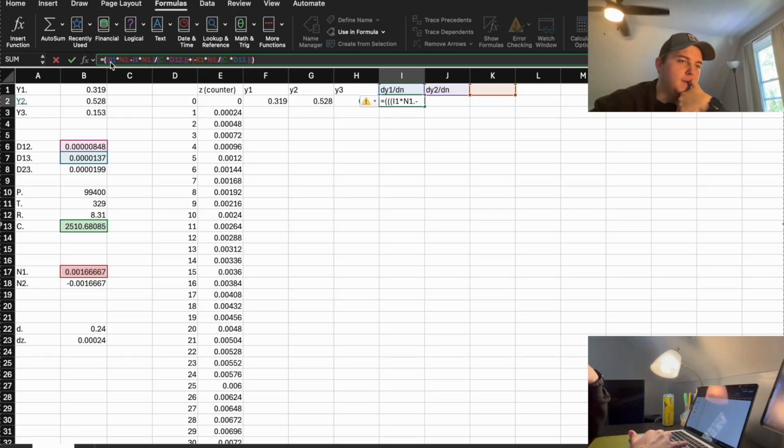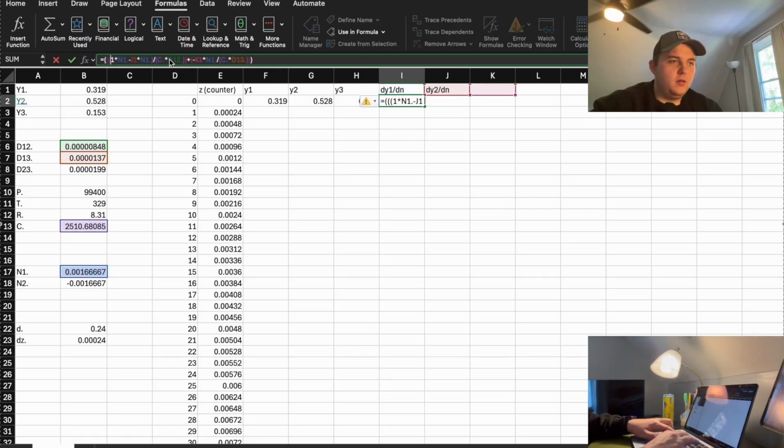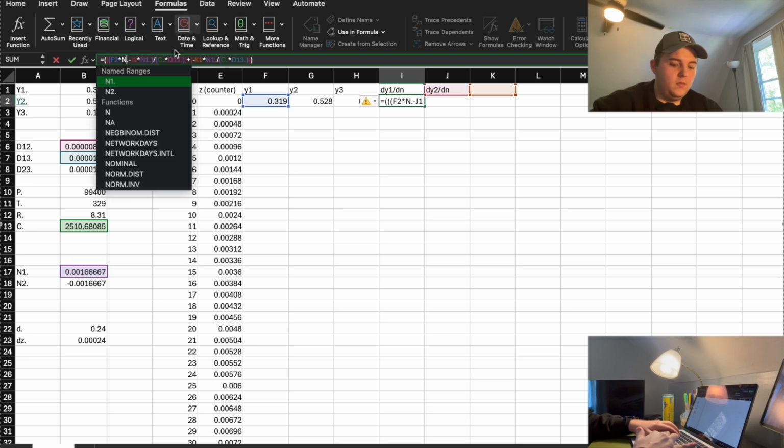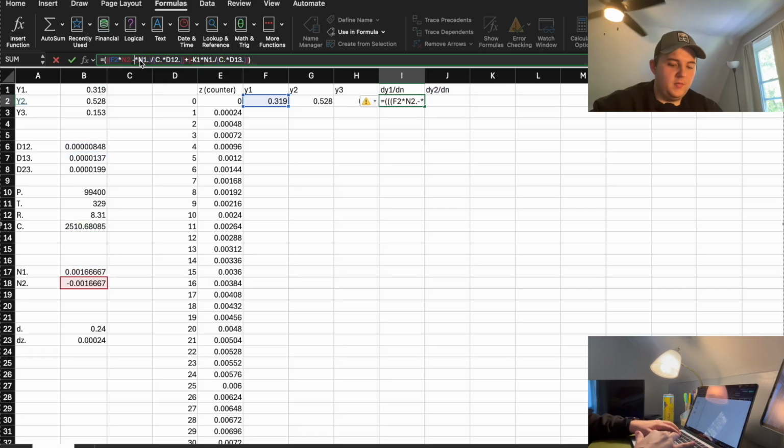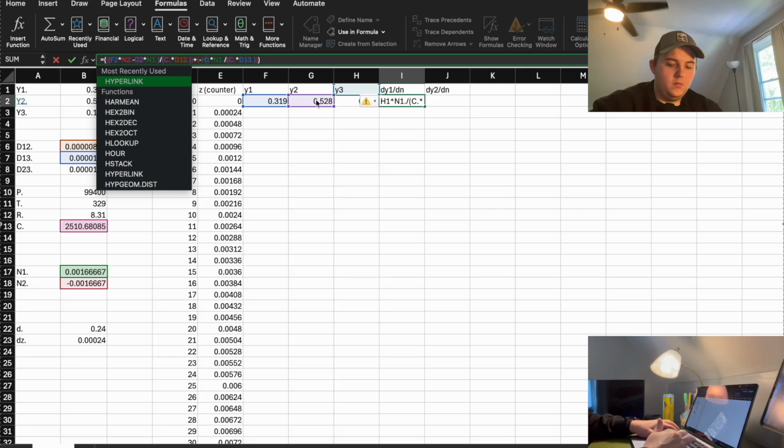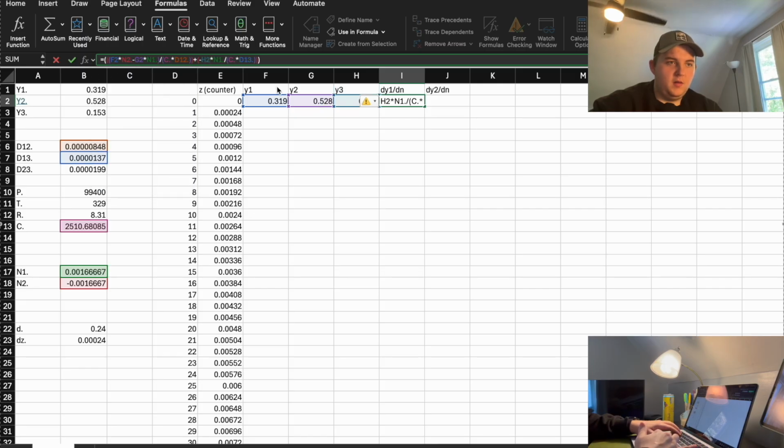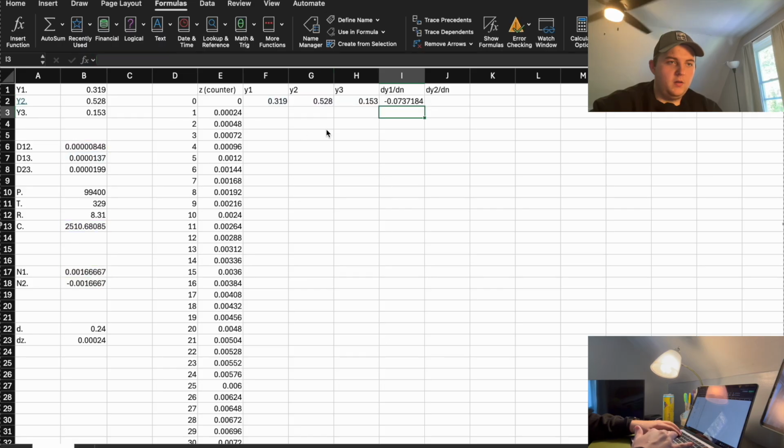Okay, I think I know what's wrong here. Why did these change? F1? F2... Sorry, I've got to change these quick again. I don't know why they changed. Okay, let's see if that works. Okay, that seemed to work. I don't know what happened in the other one, so I'm going to have to retype it out.